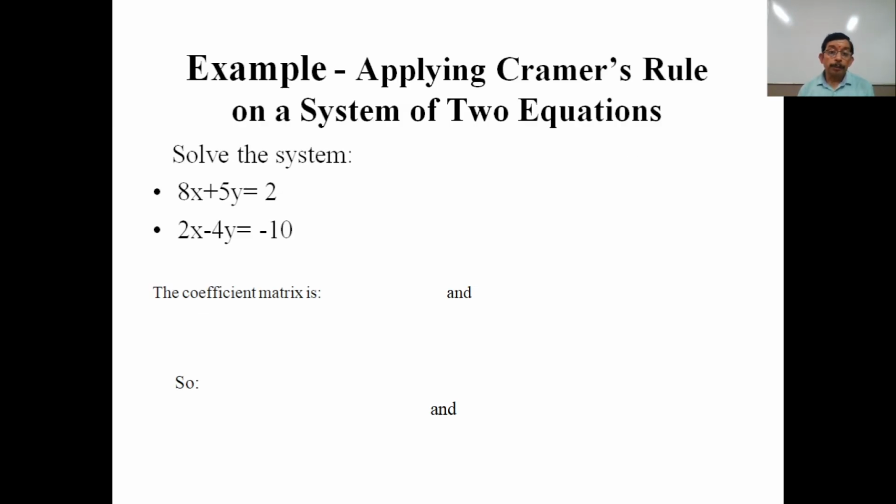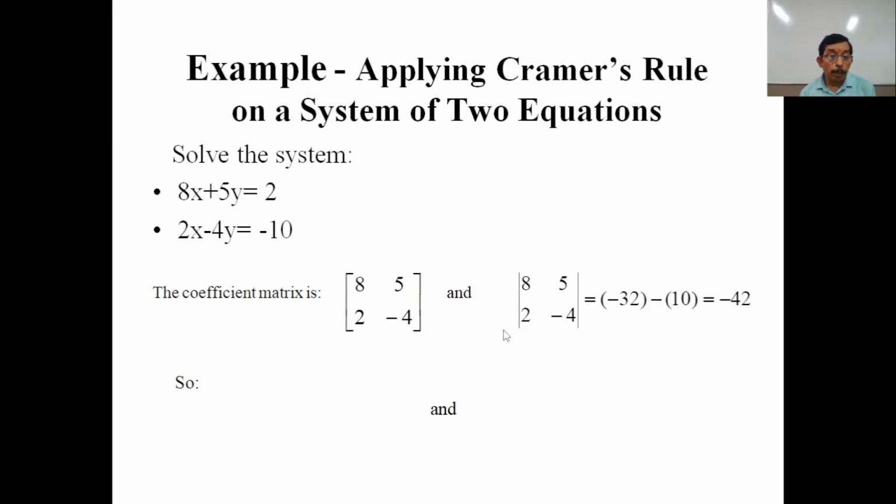Now we come to the question. This is the given problem: 8x plus 5y is equal to 2, 2x minus 4y is equal to minus 10. These are two equations with two unknown values. First we find the coefficient matrix. The coefficients of x and y in the first equation are 8 and 5, and in the second equation they are 2 and minus 4. This is the coefficient matrix.